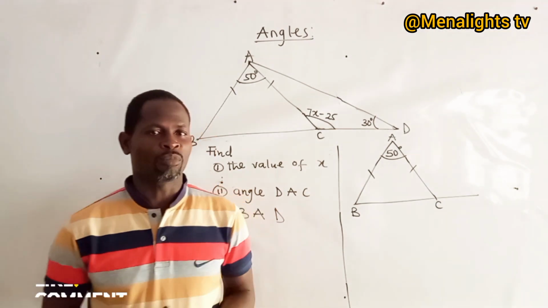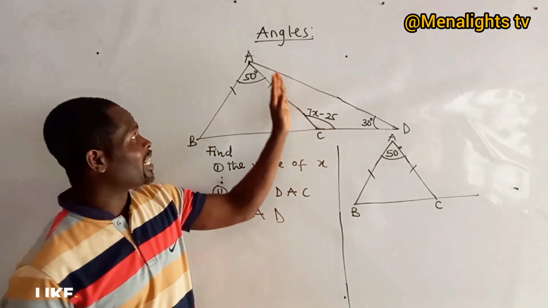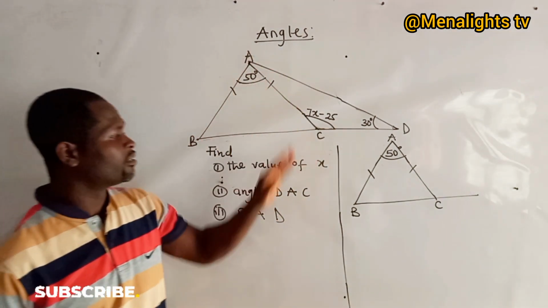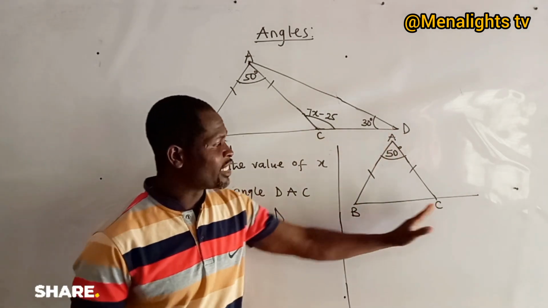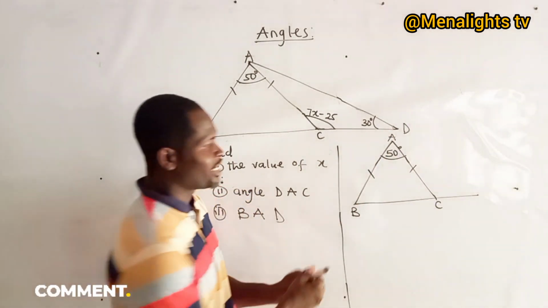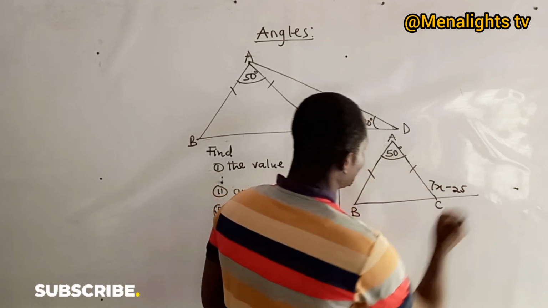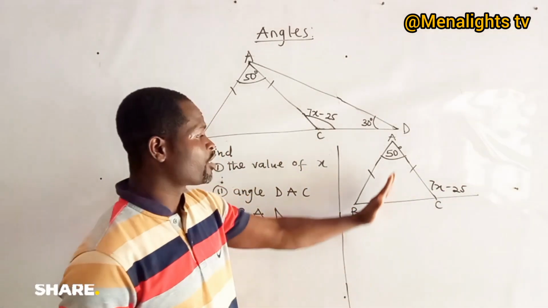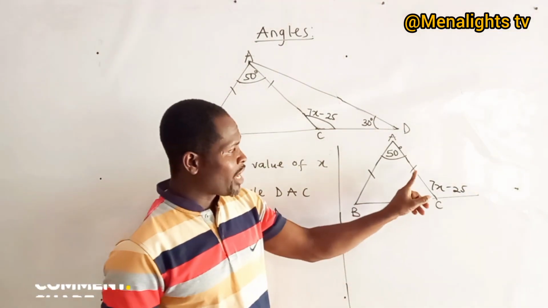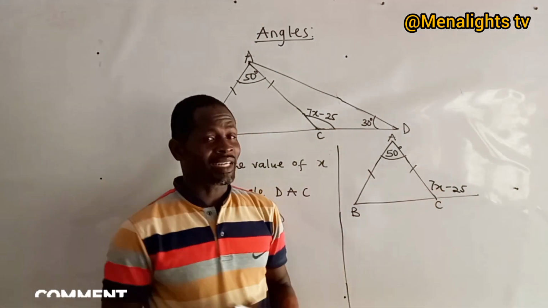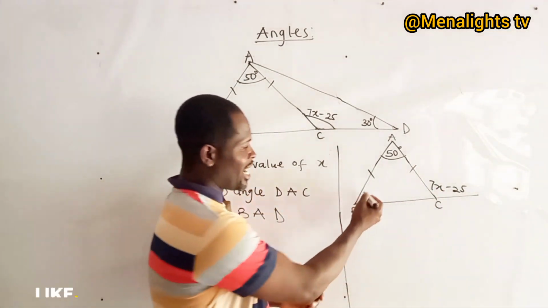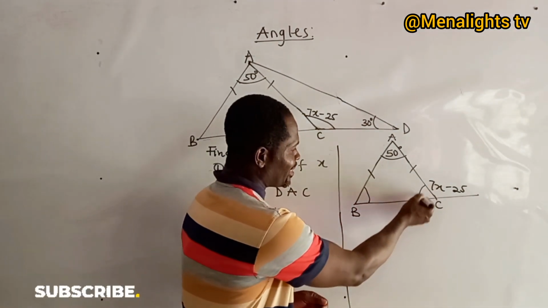So let's continue by finding the values of angles in the diagram above or the diagram that we have on the board. Now when you look at the first one, angle ABC, this is what I've drawn here. So this side is 7x minus 25. Now when you look at this triangle, we have two markings on it, the same markings, which means that the angle that we have here is the same as this angle.